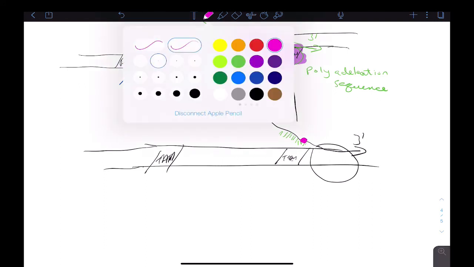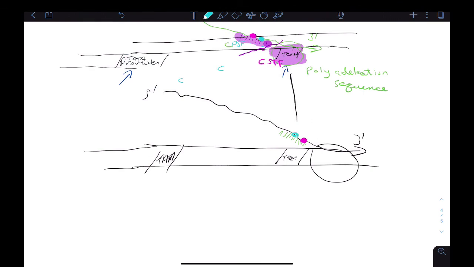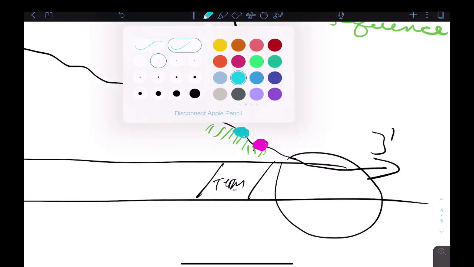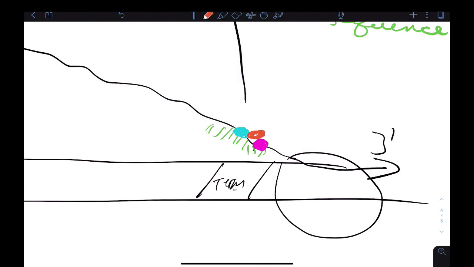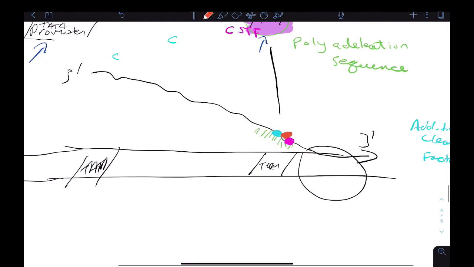And then we have another one over here. All right. Now that this is on the transcript, they end up recruiting endonucleases that are called additional cleavage factors. So let's draw that in there. Now we have this additional cleavage factor that ends up coming in place. So this endonuclease, the ACF, gets recruited. This causes the release of CSTF, and it cleaves the mRNA right after the polyadenylation sequence.